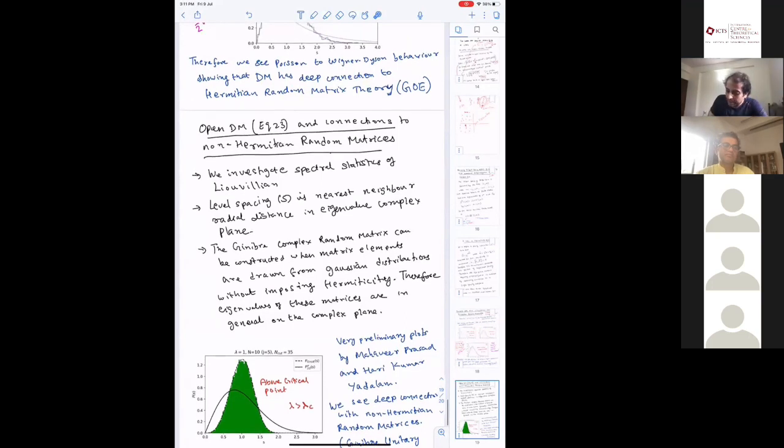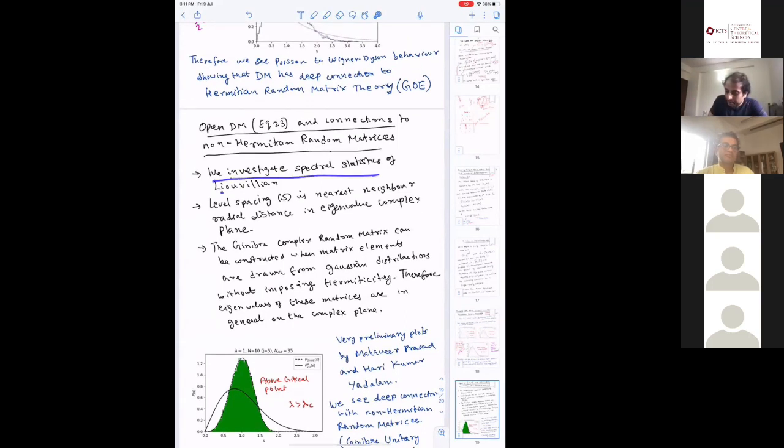So these are just some comments. We investigate the spectral statistics of the Liouvillean. Level spacing is the nearest neighbor radial distance. This was the question in the eigenvalue complex plane.